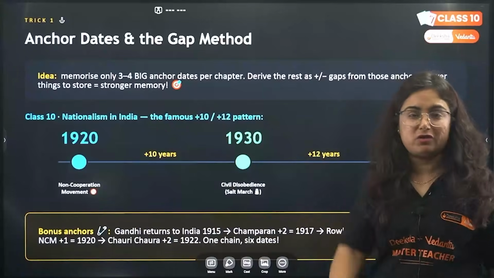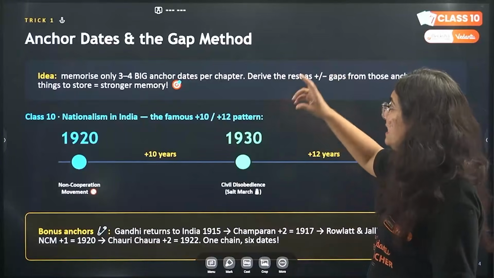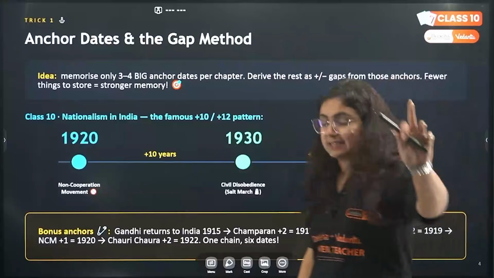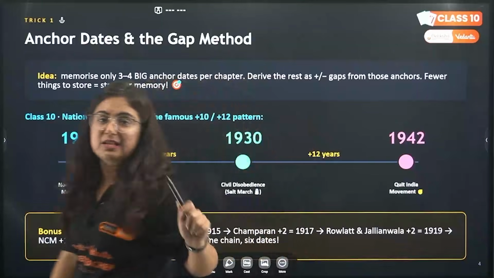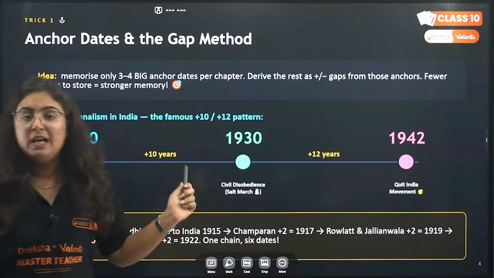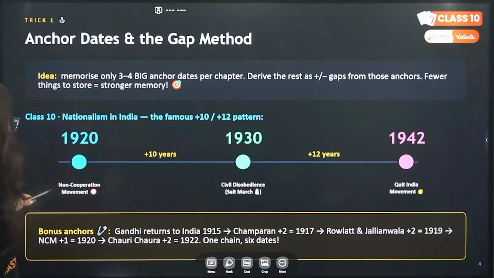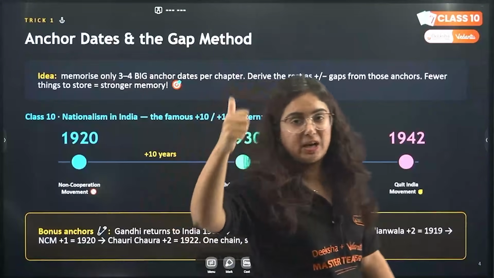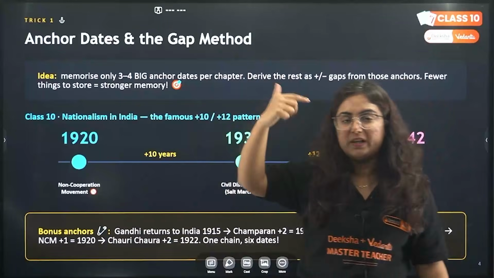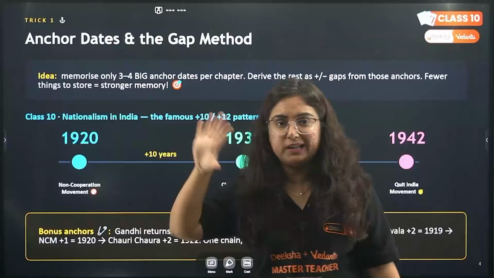The first trick which I am going to tell you is the anchor dates and gap method. Yes, this will be helpful to you. Like when we are studying any events, and this is from the chapter Nationalism in India. Now you know an event that happened in 1920. There are 3 major movements in that chapter: non-cooperation movement, civil disobedience movement, and the third one is Quit India movement.